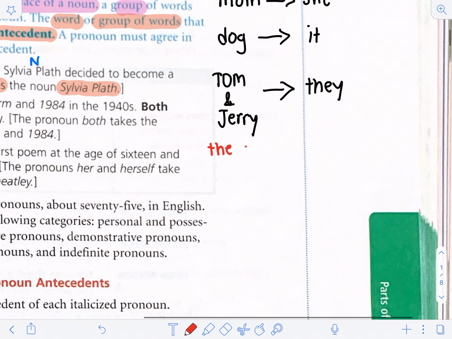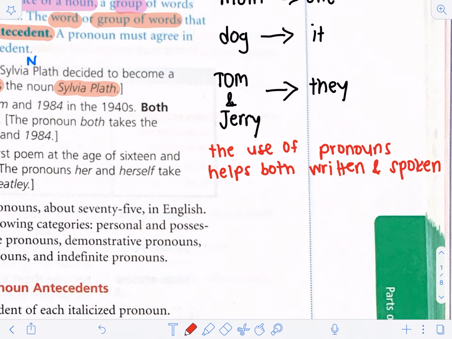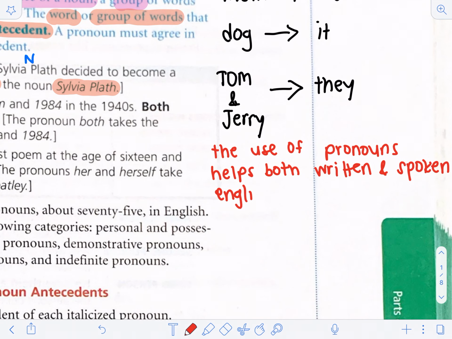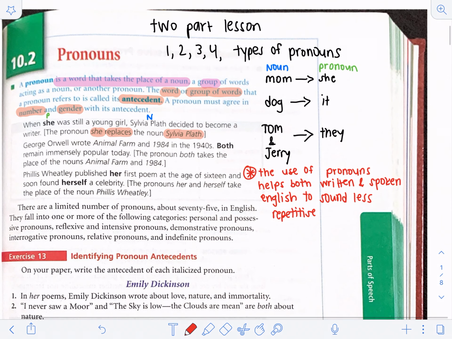The use of pronouns helps both written and spoken English to sound less repetitive. Okay. Let's look at a second example.